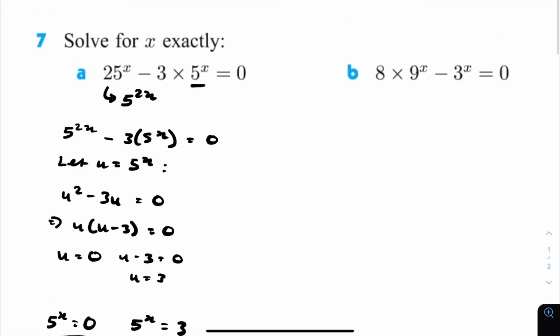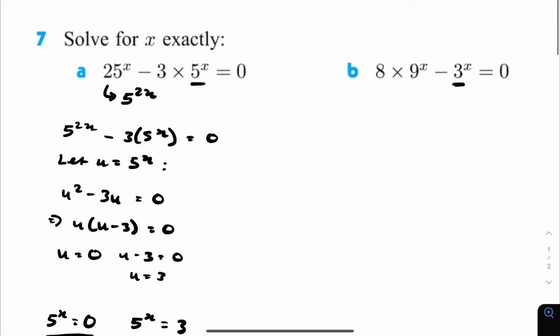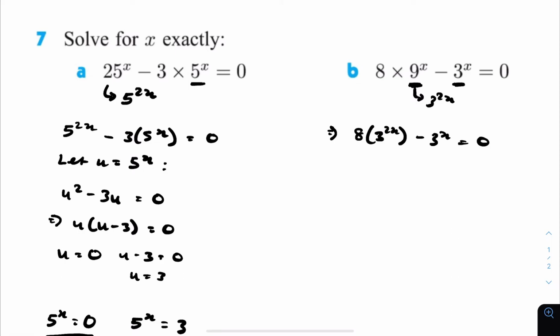Now let's look at part B. So 8 times 9 to the power of x minus 3 to the power of x equals 0. So again, 3 to the power of x can't be simplified further, so let's use base 3. However, 9 to the power of x conveniently can be written as 3 to the power of 2x. So we have 8 times 3 to the power of 2x minus 3 to the power of x is equal to 0. So again, like in the previous equation, let's let u equal 3 to the power of x, so it's easier to read this equation.